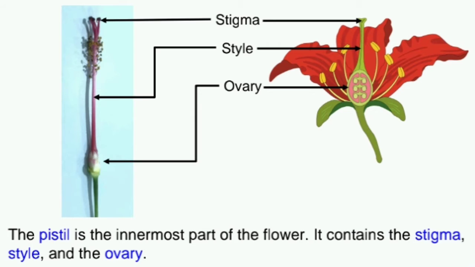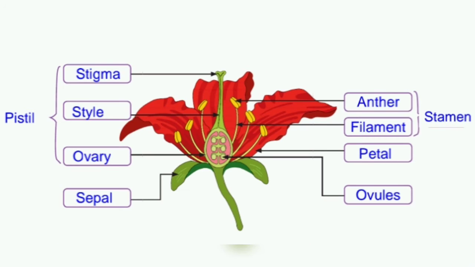The central part or innermost part of the flower is known as pistil. It contains three parts. The top, stigma. In the middle it contains style. And the bottom swollen tube-like structure is known as the ovary. Once again, have a look at the parts of a flower and its names.